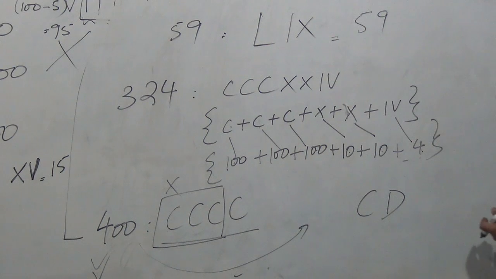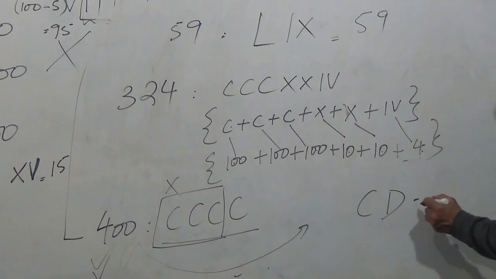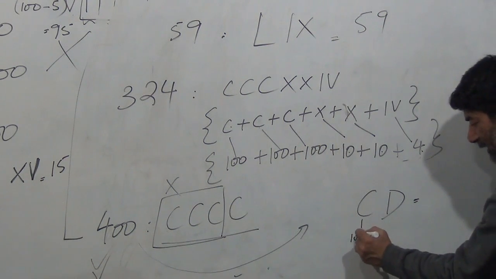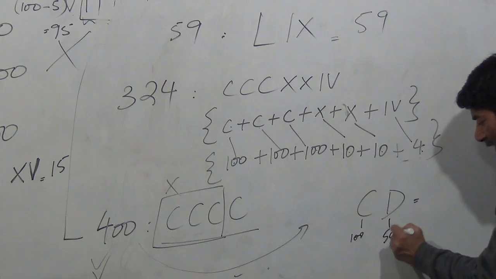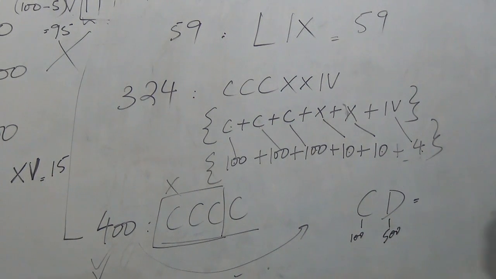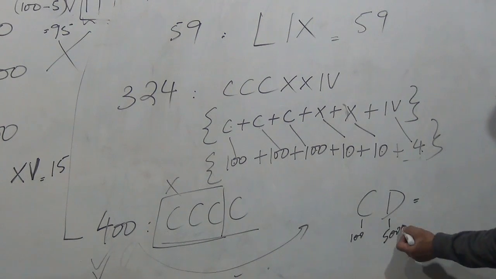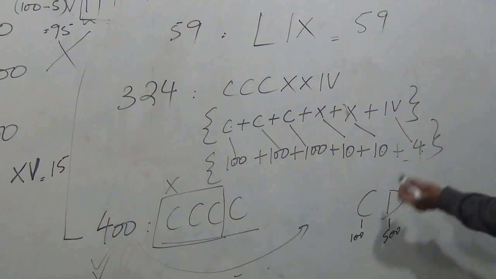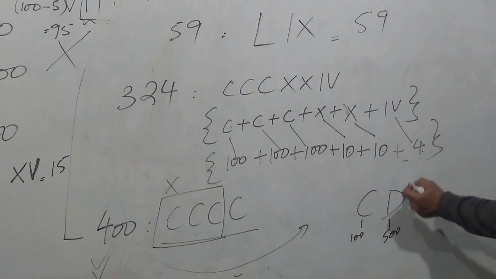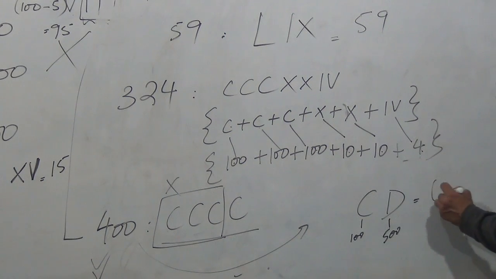CD is 400, because what this means is this is 100, this is 500. 100 comes before 500, it means subtraction. Smaller number coming before bigger number, subtraction.